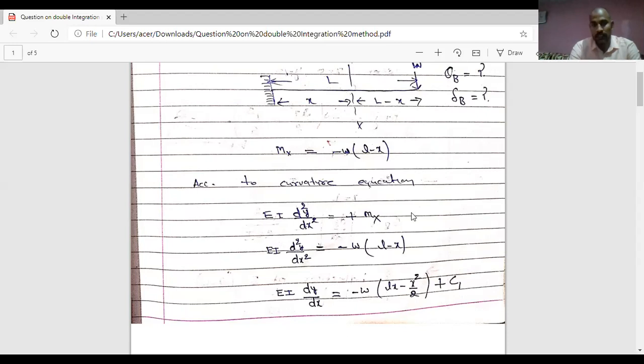Put the value of Mx in the curvature equation EI d square y by dx square equals Mx, that is, minus W(L minus x). Next step is taking integration on both sides of this equation. EI dy by dx equals minus W, here Lx minus x square by 2, and adding a constant C1, right?